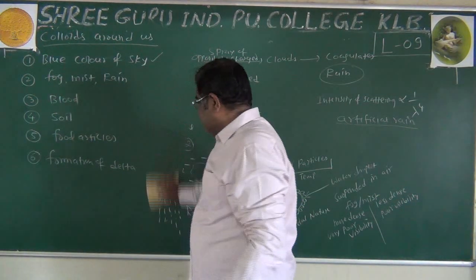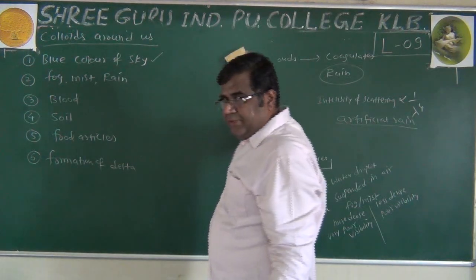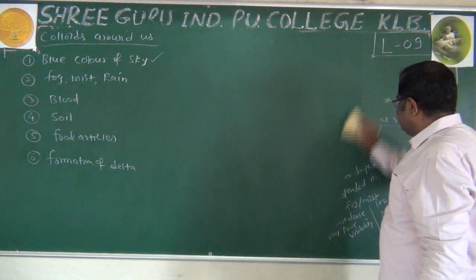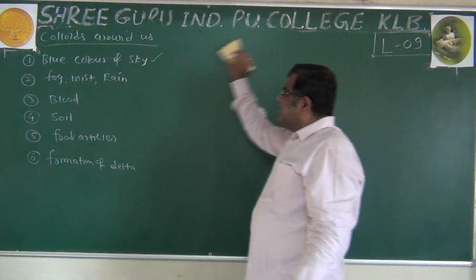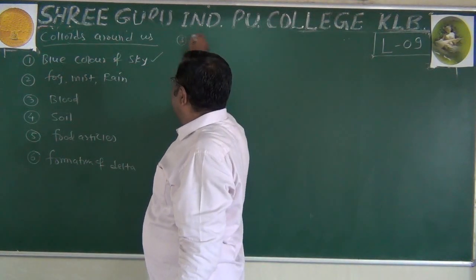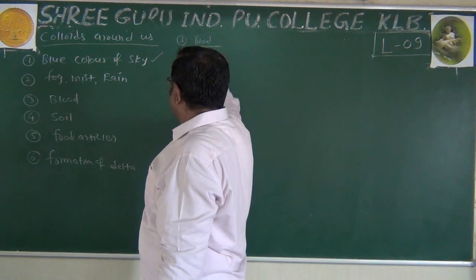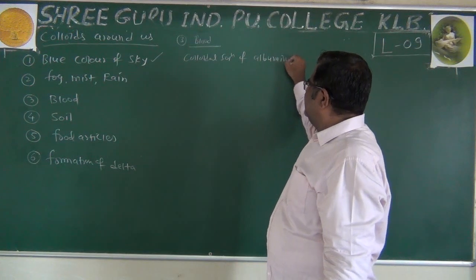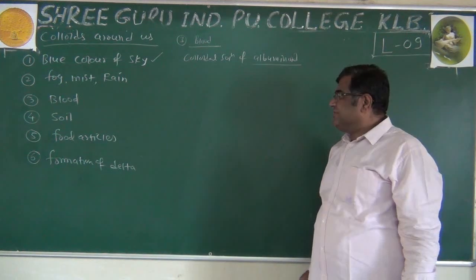You have to remember all these words, although it is very difficult to remember all these things, but I have already told you practice is needed for this. Then the next one is blood. We can say blood is a colloidal solution of albuminoid protein present in the blood.